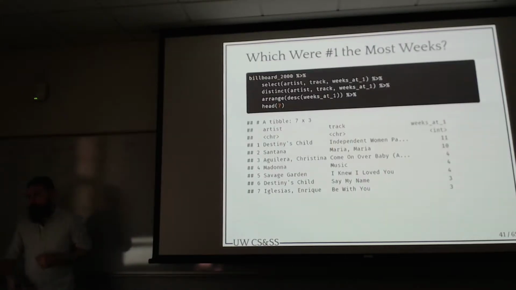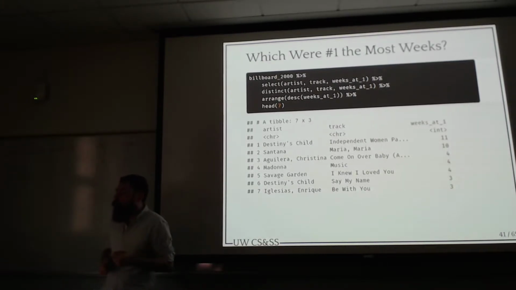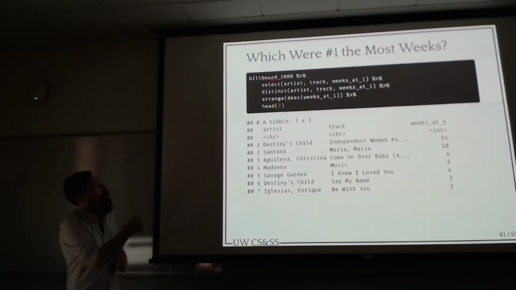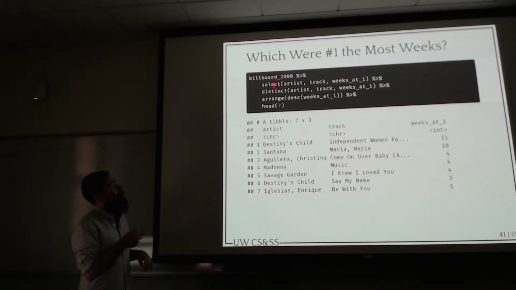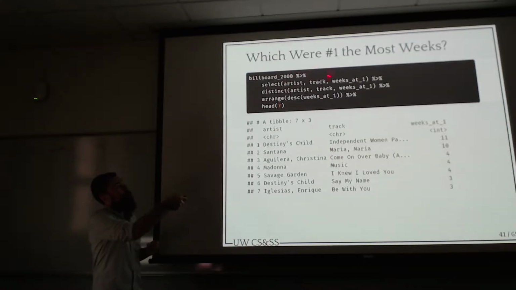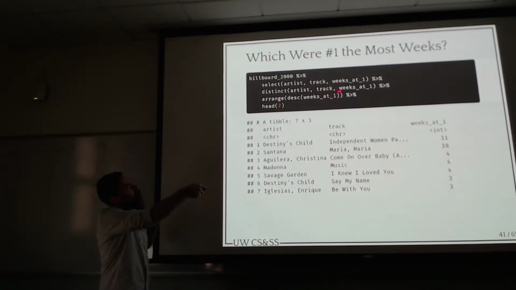Okay. So, another question you might have here is, say you want to know which songs spent the most time at number 1 on the chart. Take Billboard 2000, I select artist, track, and weeks at number 1 because I don't care about any variables except those. I say distinct artist, track, weeks at number 1 because I don't care about redundant data. So distinct is going to, if I have, say, 30 rows because one particular song was in that number 1 position 30 times or whatever, I only want 1 row for that. Distinct artist, track, weeks number 1.